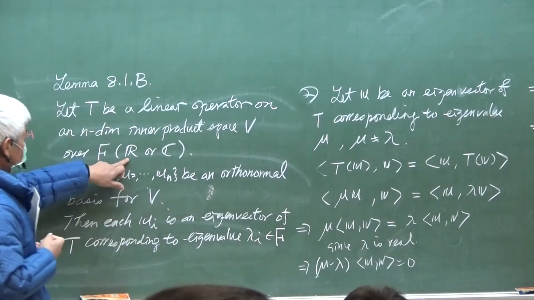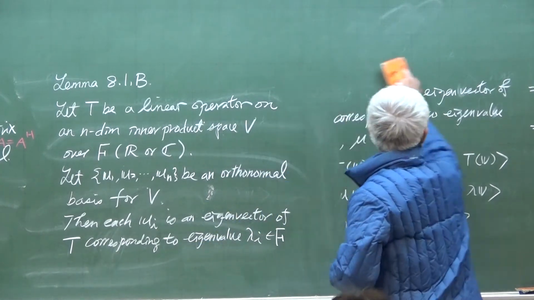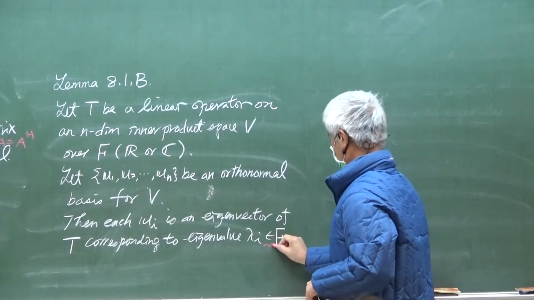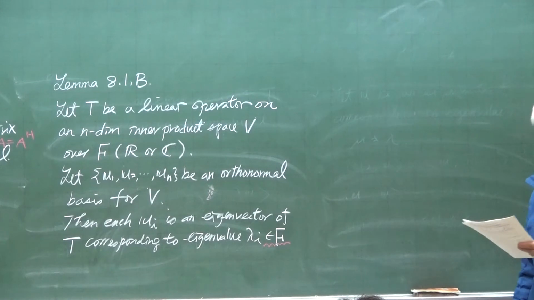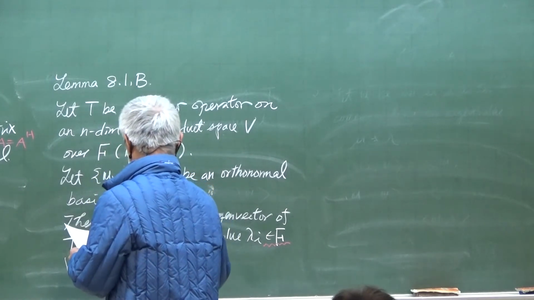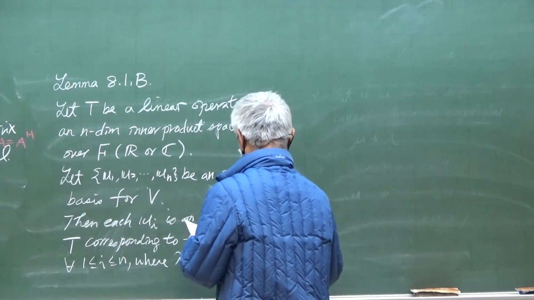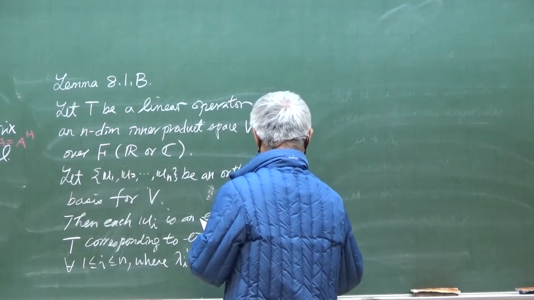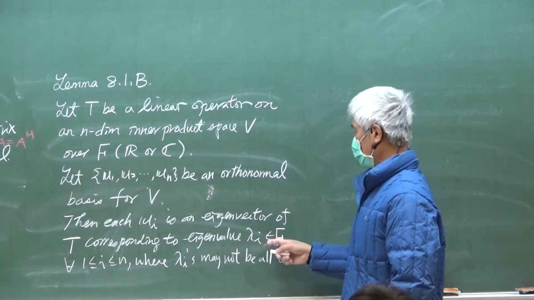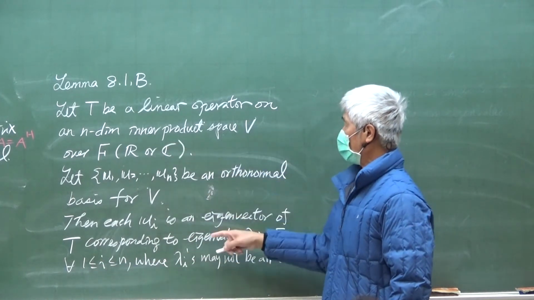Very important: in F. So if we are considering a real inner product space, then the eigenvalue should be real. I have to emphasize F, for all i from 1 to n, where the lambda i's may not be all distinct. So each ui is an eigenvector of T corresponding to eigenvalue lambda i in the same scalar field for all i from 1 to n, and of course the lambda i's may not be all distinct.